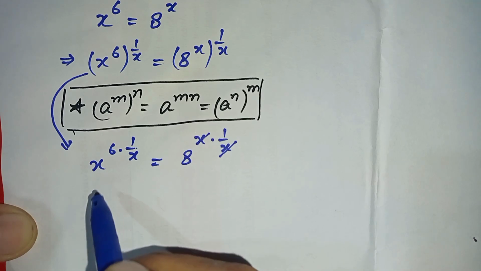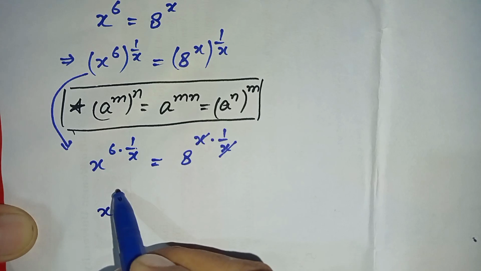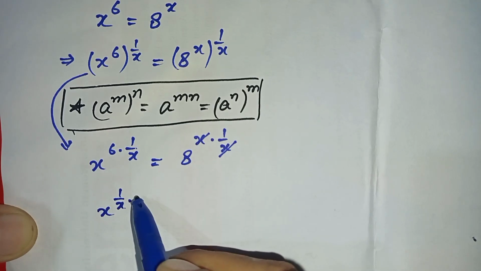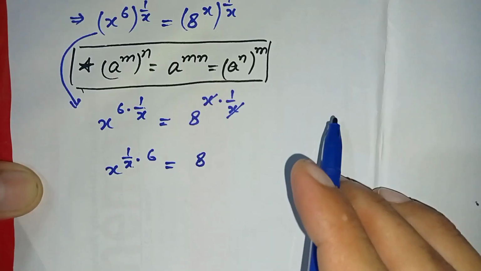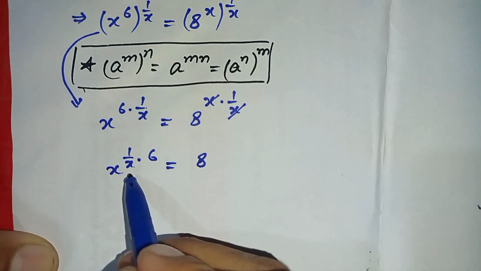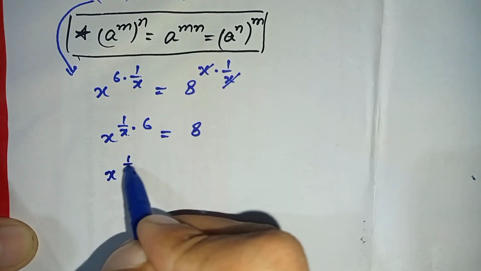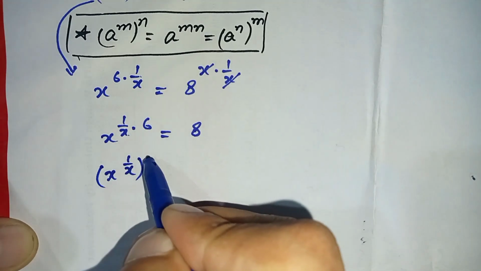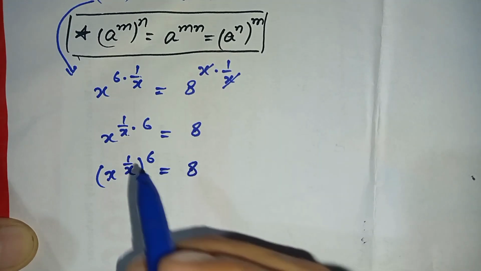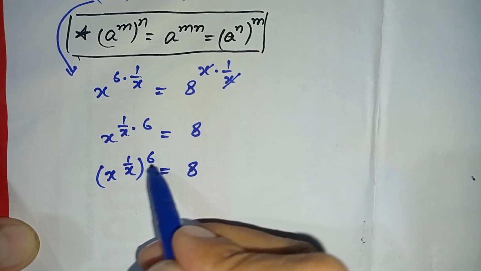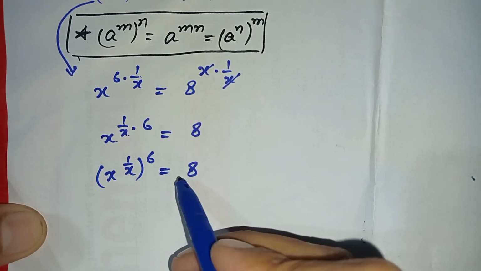It will become, we can also write this left hand side as x raised to power 1 over x times 6 is equal to 8. Now we can also write this left hand side as x raised to power 1 over x whole raised to power 6 is equal to 8. Now we will try to eliminate this 6 from the left hand side. So for that, we will multiply 1 over 6 in the power on both sides.